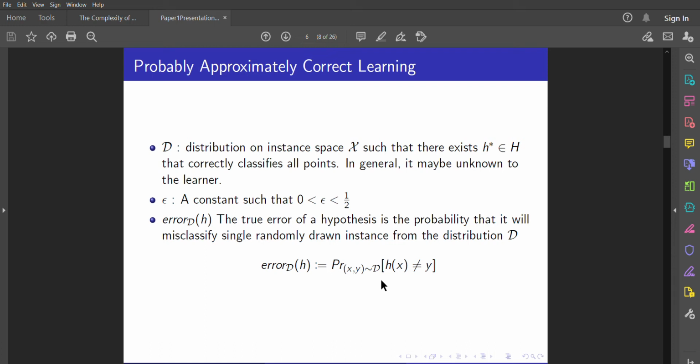And one important thing to note here is that this condition where we say that there exists an h star belonging to the hypothesis space that correctly classifies all points is known as the realizability assumption.